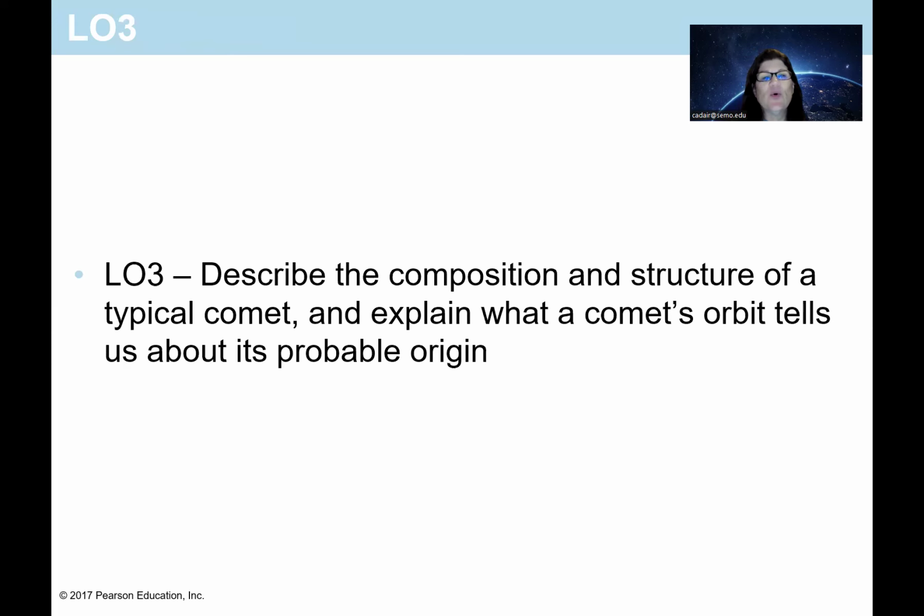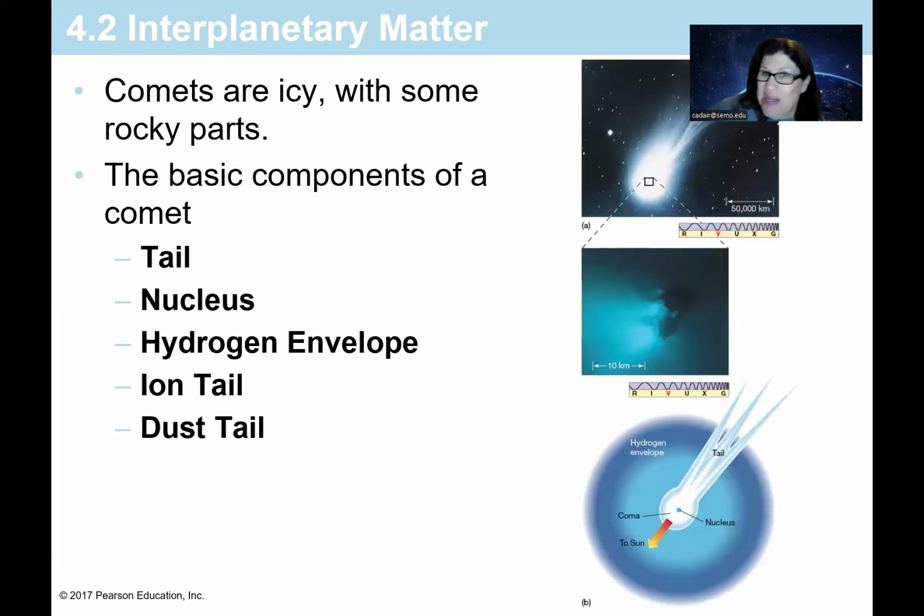Anyway, okay, so learning objective 3: describe the composition and structure of a typical comet and explain what a comet's orbit tells us about the probable origin. I'm going to date myself now, but I was able to see Halley's Comet when I was in college. Comets are icy with some rocky parts. The basic components of a comet are the tail, nucleus, hydrogen envelope, ion tail, and dust tail.